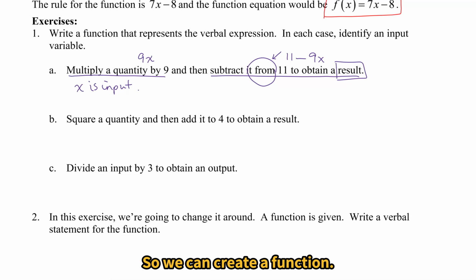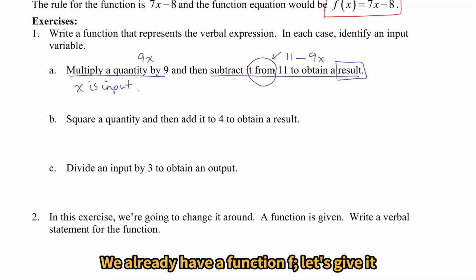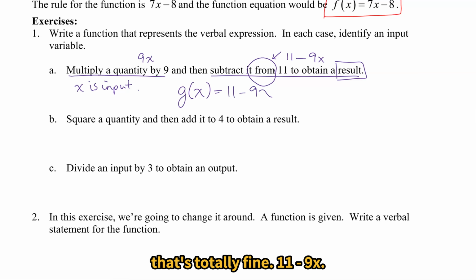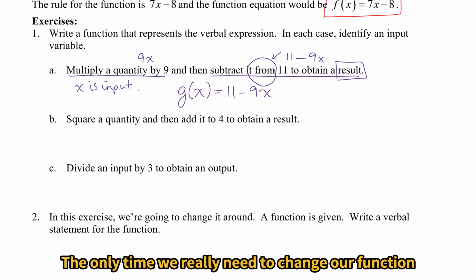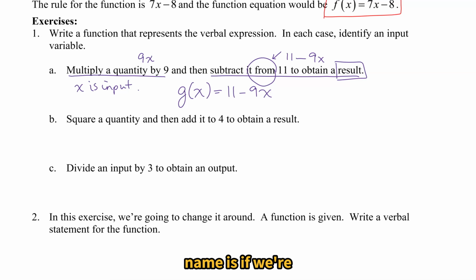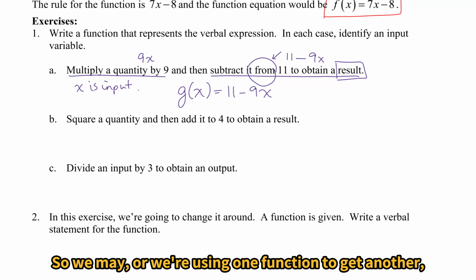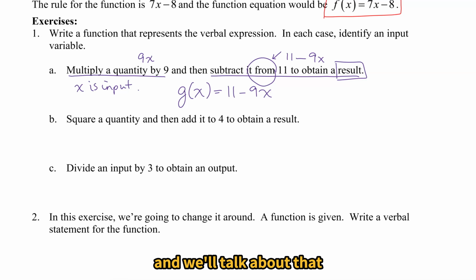So we can create a function. We already have a function f. Let's give it another name. Let's call it g. You can call it whatever name you want to. If you want to call it x or f again, that's totally fine. g of x equals 11 minus 9x. The only time we really need to change our function name is if we're using multiple functions in the same place. So we may, or we're using one function to get another, and we'll talk about that in future lessons.